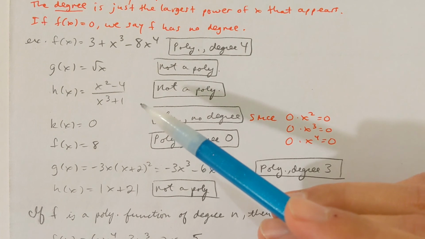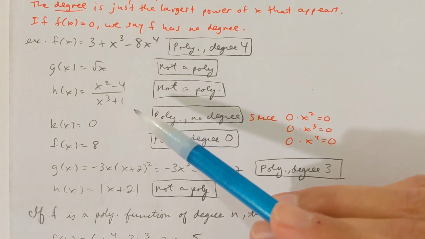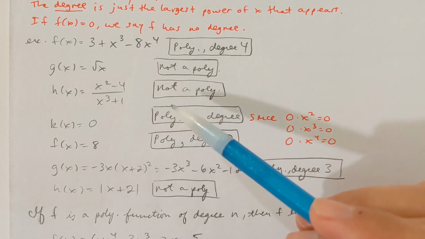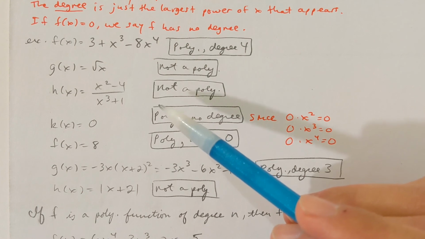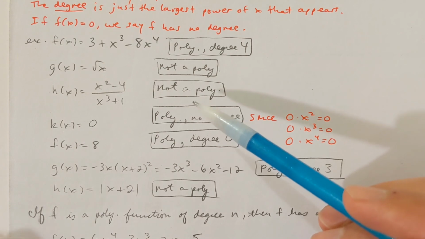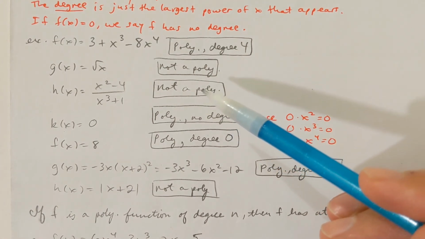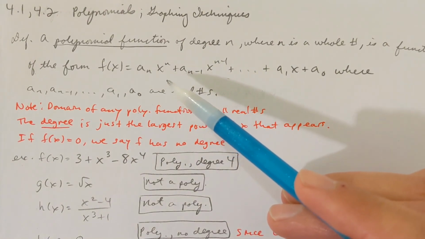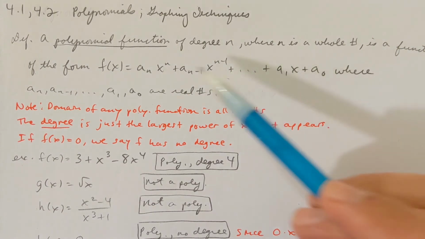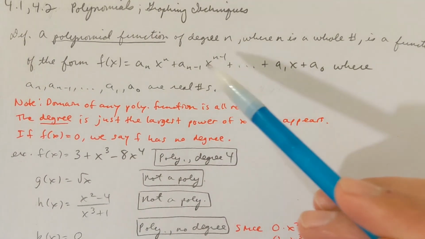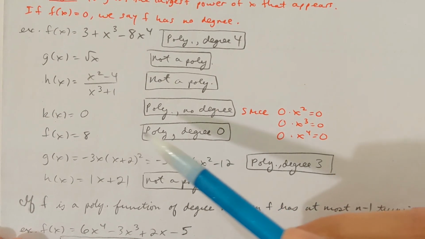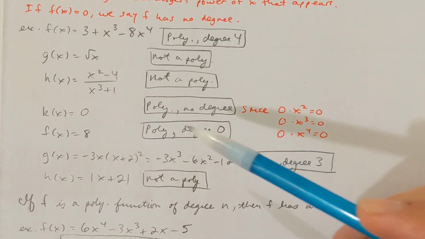Okay, h of x equals x squared minus 4 divided by x cubed plus 1. The top and the bottom factor, but no matter what we do with the factors, nothing's going to cancel, by the way. We're still going to be left with a fractional thing, so this is not a polynomial. In other words, we're not going to be able to get the function into the form that we need, because we're going to have a fraction to deal with. Not a polynomial.